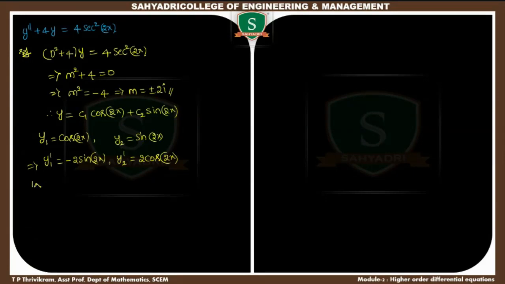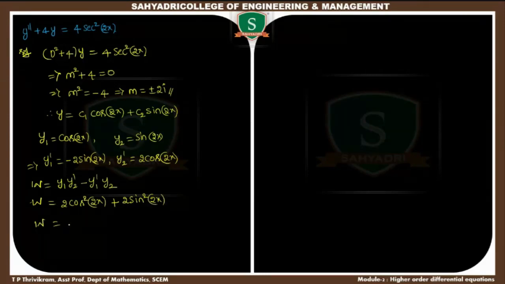So if you find the Wronskian, y1 y2 dash minus y1 dash y2, this implies the Wronskian is equal to how much? 2 cos square 2x minus of minus, plus 2 sin square 2x. So the Wronskian will be 2 into cos square 2x plus sin square 2x. So W is equal to 2.